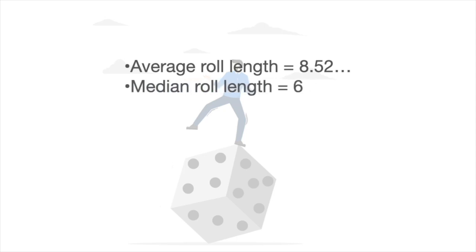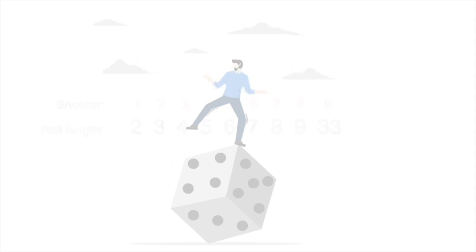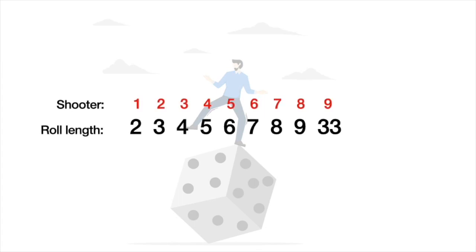Consider, for instance, this series of rolls. 9 shooters rolled the dice. The first shooter had only 2 throws, a 7 out. The second shooter did only a little better and got in 3 throws. And so on until the 9th shooter, who had a very nice hand with 33 throws of the dice. Now, if we add all those numbers up and divide by 9, we get an average throw length of 8.55.